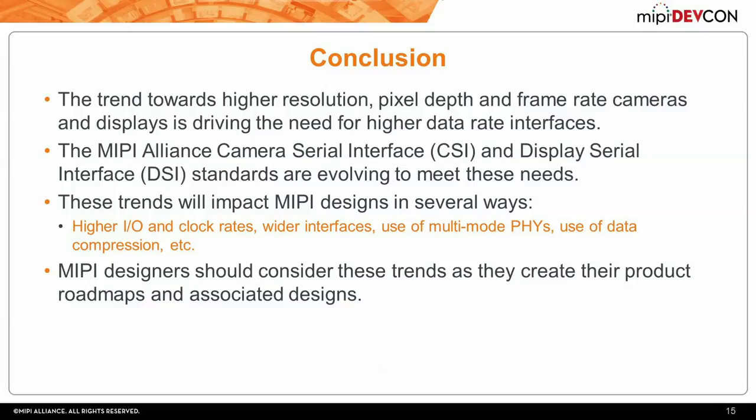Those trends impact MIPI designs in a bunch of ways. Obviously, you have to have higher I/O and data rates, which is taken care of by the PHY. But most importantly for your user logic, you're going to have wider interfaces. There's the need for multi-mode PHYs. And another thing people are talking about, and there's a presentation later on by Hardent, is the introduction of data compression. With data compression, you can reduce the data rate by potentially a factor of 3. That's the typical data compression that people do.